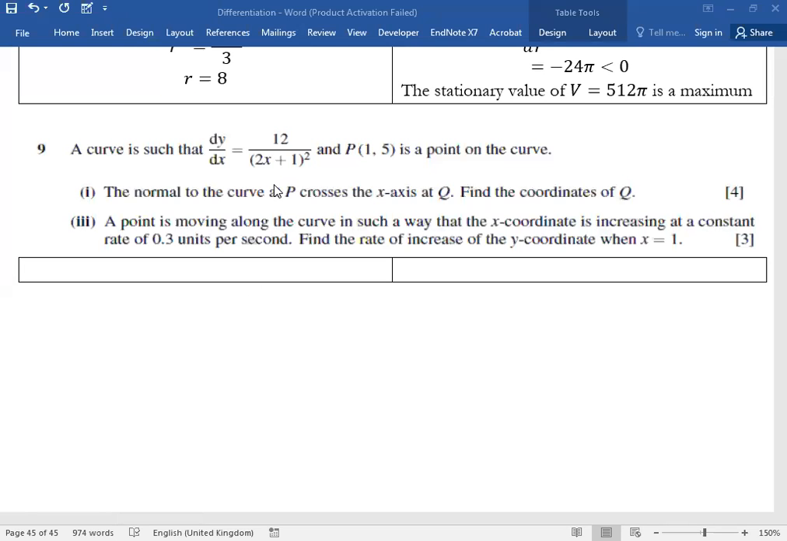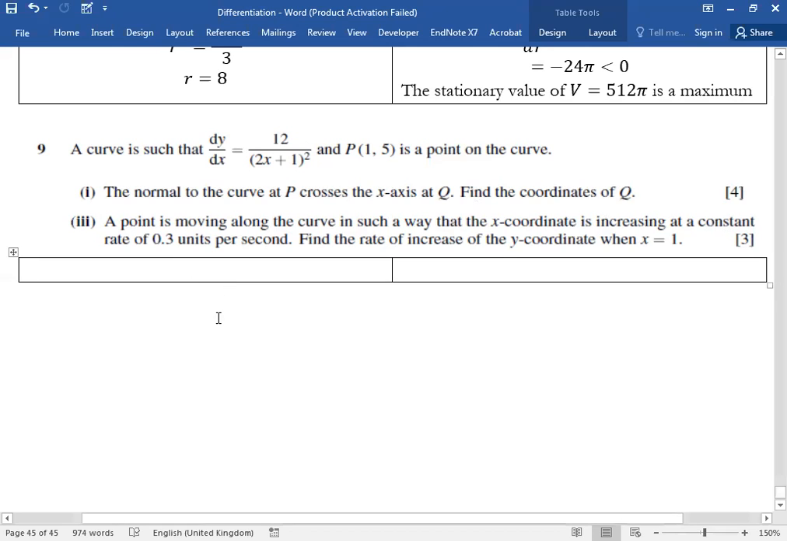The derivative is already provided in this question, and they have given us a point P which is 1,5, and it is a point on the curve. The normal to the curve at P crosses the x-axis at Q. Find the coordinates of Q. So first we would want to find the equation of the normal. Normal is again a straight line. Yes. Which is perpendicular to the point, right?